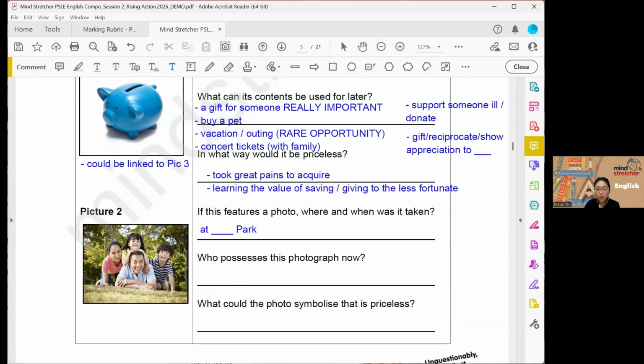Okay, at what park? So for example, Pasir Ris Park, East Coast Park. Okay, outdoors. Who possesses this photograph now? So let's say you say, oh, this is a photograph. This is an outing. This could be an outing. This could be a photograph. Who has this? Who remembers this moment? That is our main character. Who remembers this moment? This priceless moment. You, Ryan.